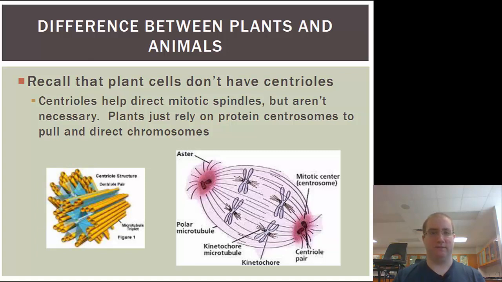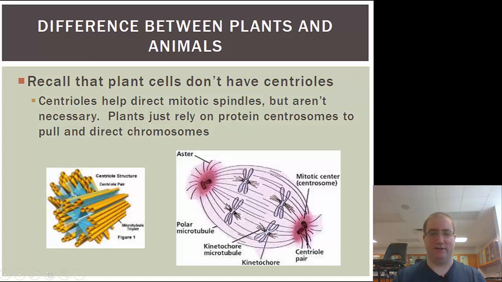Looking at some differences between plants and animals, one thing that you should remember is that plant cells do not have centrioles or the similarly named organelle, the centrosome. So centrioles are not actually required for mitotic cell division. You can get by without them. They don't actually create these spindle fibers directly. They do have a role in helping organize and pull apart the mitotic spindles and the chromosomes, but plants obviously can do without any kind of centriole whatsoever.